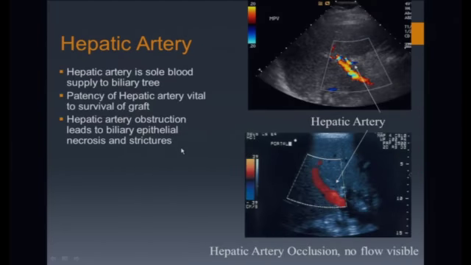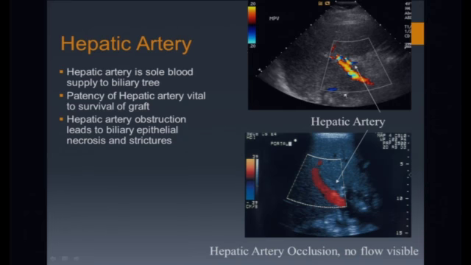The hepatic artery is the sole blood supply to the biliary tree, and patency of the hepatic artery is vital to survival of the graft. If the hepatic artery is obstructed, it leads to biliary epithelial necrosis and strictures. Therefore, establishing patency of the hepatic artery is one of the key tasks when you are performing liver Doppler ultrasound in the transplanted liver.